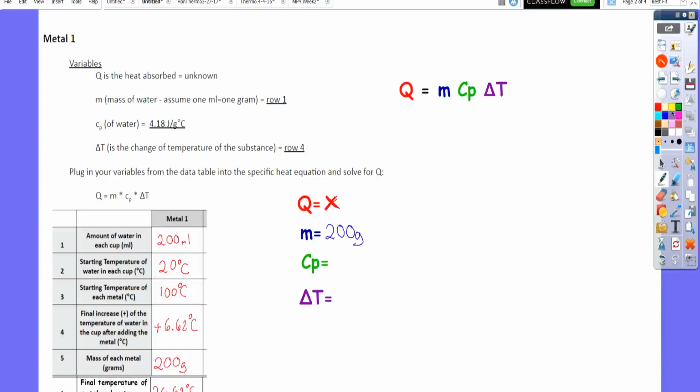My specific heat capacity of water is given right here. It is 4.18 joules per gram per degree Celsius. And then my change in temperature: my final temperature was 26.62, so my change in temperature was a positive 6.62 degrees Celsius because my temperature increased. So now, in order to solve for Q, I just need to plug my values in.